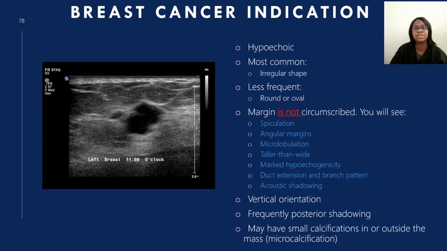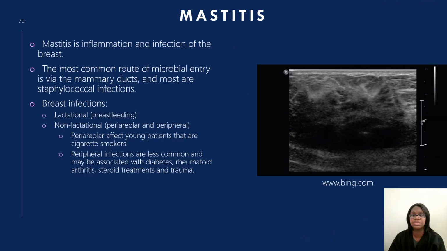Now for breast cancer, it is going to have a lot going on. So it's going to be hypoechoic. The shape is going to be irregular. And then you're going to see the margin will not be circumscribed. So you will see some spiculation, angular margins. It's going to go up taller than horizontally. So when it's horizontal, it's most likely benign. But when you start seeing it go up and start spreading, then it can be highly suspicious for breast cancer. So that would be that vertical orientation if you start seeing it go different ways.